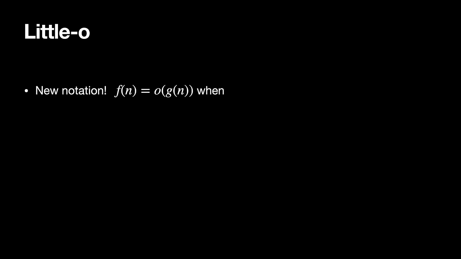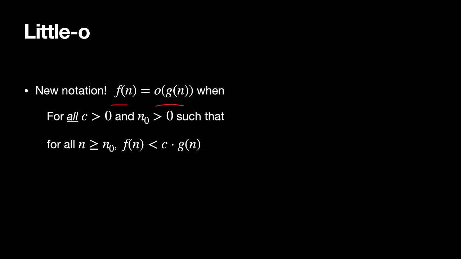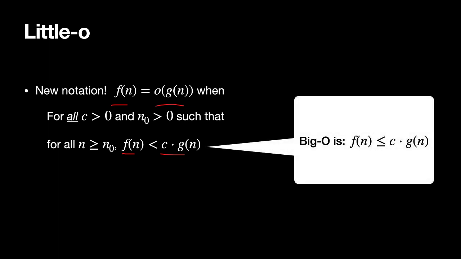So we say that f is little o of g when, for all values of c greater than 0 there exists an n0 greater than 0, such that for all n's greater than n0, f of n is less than c times g of n. What this is really saying is that f is strictly below g of n. So this is a little bit different than what we see in the big O notation, where we've got a less than or equal to. Here it's a strict less than.